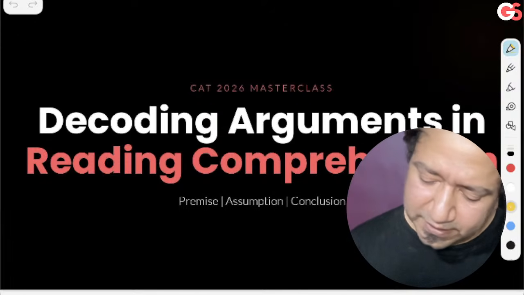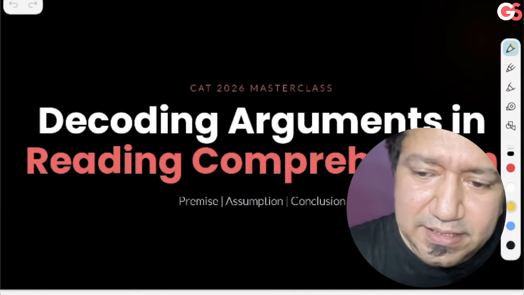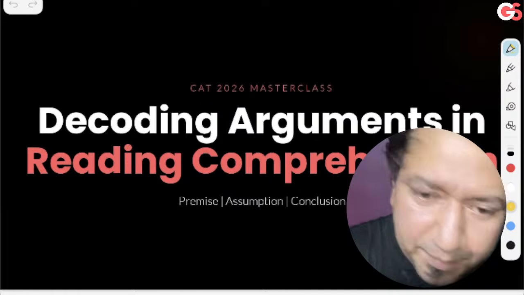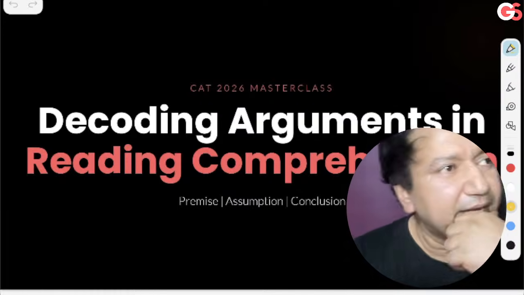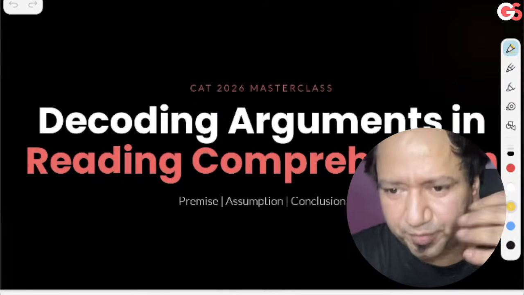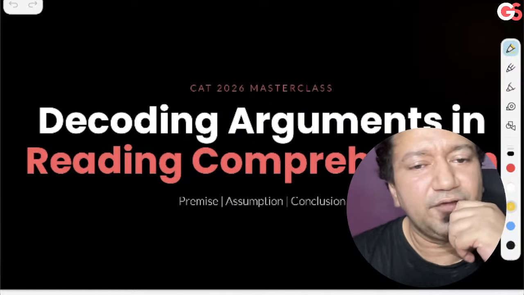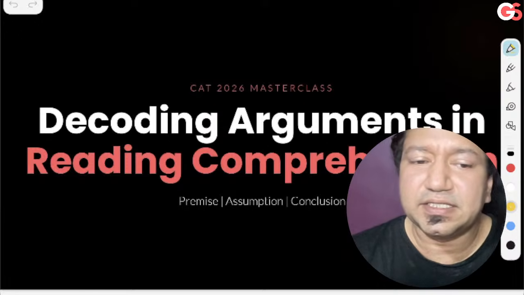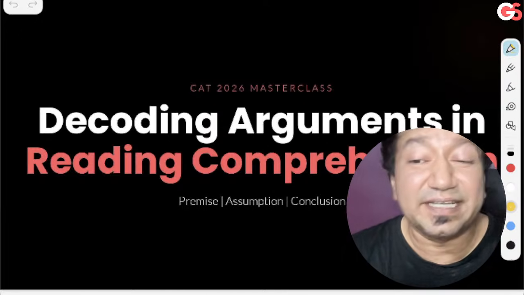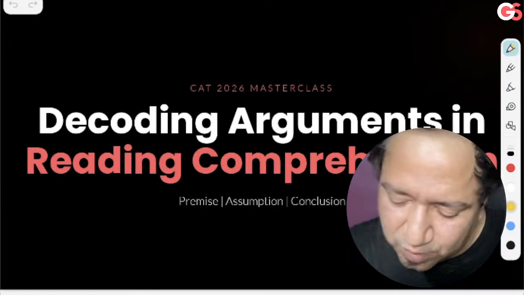Decoding arguments in reading comprehension. This is a very important class. Last time I had a class on the main idea. I hope you have gone through it. There was one class about tones, and now we'll be doing the premise, the arguments, the assumptions, which are very important for the critical reasoning part of reading comprehension. I'll be giving you certain techniques through which you can approach them.